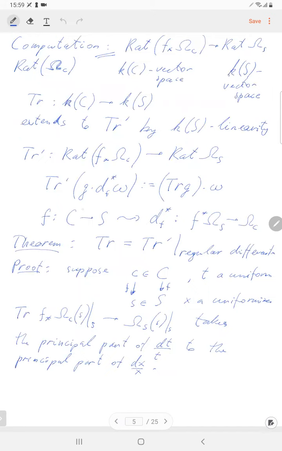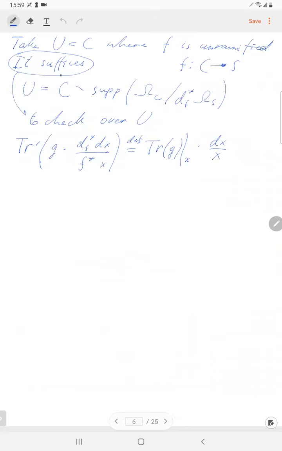If you go back here, in the middle of the page, then trace prime of g times the pullback of some differential form is just the trace of g times this differential form. So we do nothing, and now we compute this. How to compute the trace of some element and its value at a particular point? Our g is a regular function on U, and for this reason, we can compute its value somewhere. So how to compute the value of the trace?